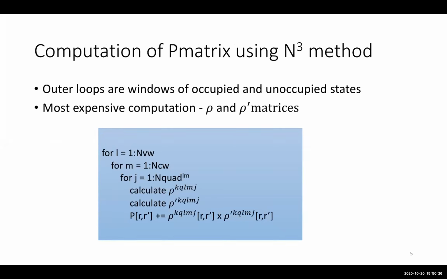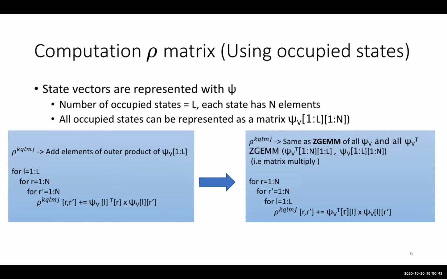Let's move on to the pseudocode for the computation of the rho matrix. Primarily, it is done with the input occupied states. We represent occupied states and unoccupied states with psi vectors. The number of occupied states is smaller, and we represent it here by L. So the total number of occupied states can be represented with a matrix or a 2D array of L cross N elements.